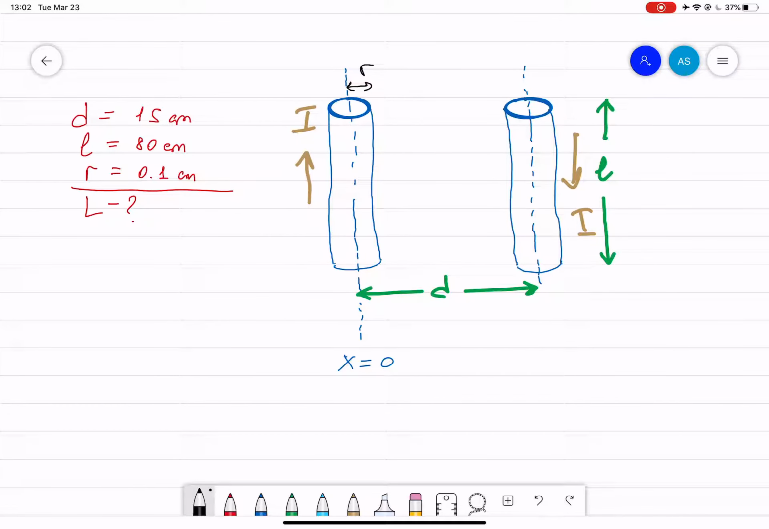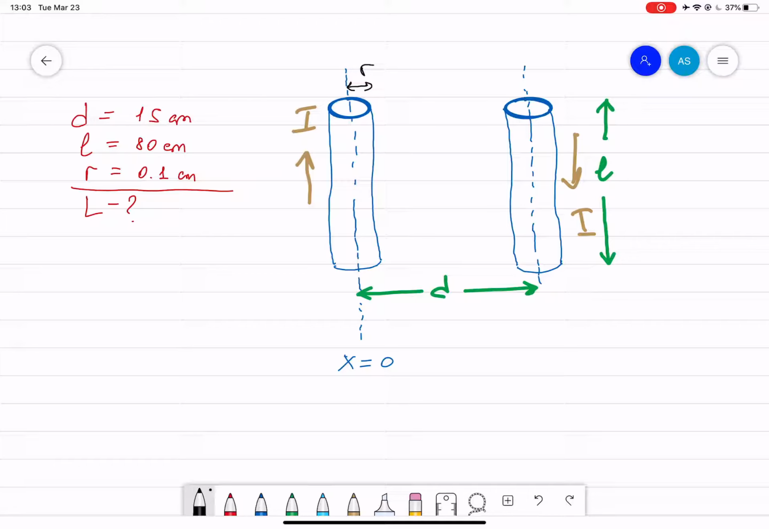Okay, so here we have two parallel wires whose centers are 15 centimeters apart, carrying equal currents in opposite directions. Find the inductance of an 80 centimeter length of such a pair of wires. The radius of each of the wires is 0.1 centimeter. So we have to find the inductance, right?